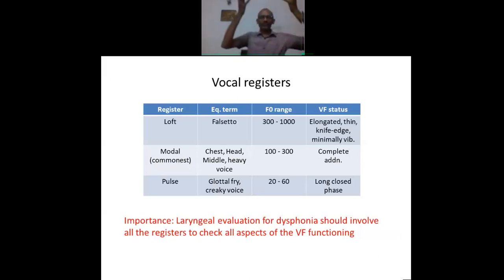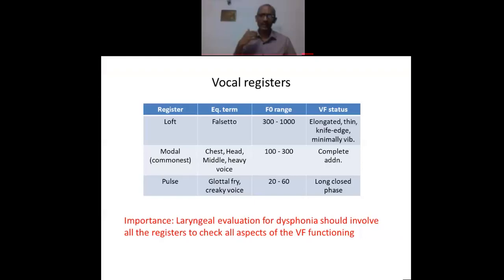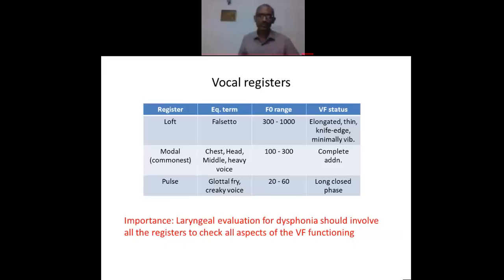And then you have the loft or the falsetto, the very high pitch, 300 right up to 1000. Again, that knife-like analogy: the vocal folds become elongated, thin, and knife-like in edge. Now you have taken a full breath and you are creating the falsetto. And the importance when you're evaluating voice, especially stroboscopy, is that you should check the vocal fold in all these registers. So you should make the patient go from his normal voice, down to the pulse, the low bass, and the high, and then glide back and forth so that you can see all these phases of the vocal fold.